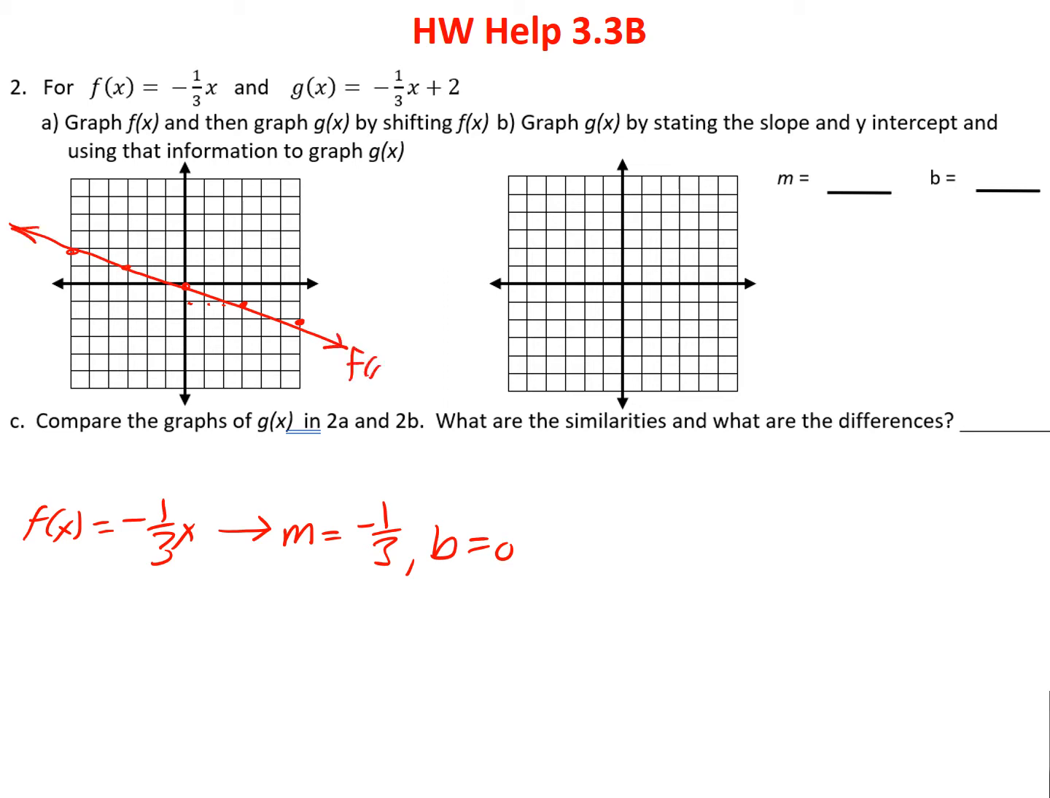Now it says, do this by shifting. Well, shifting, I'm going to go up 2, plus 2. So what I'm going to do here is I'm just going to go up here and go up 2. Every place I'm going to go up 2. Here I go up 2. Here I go up 2. And here I go up 2. And that's my next line.